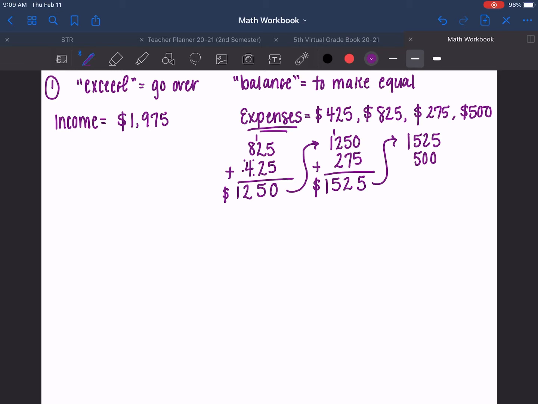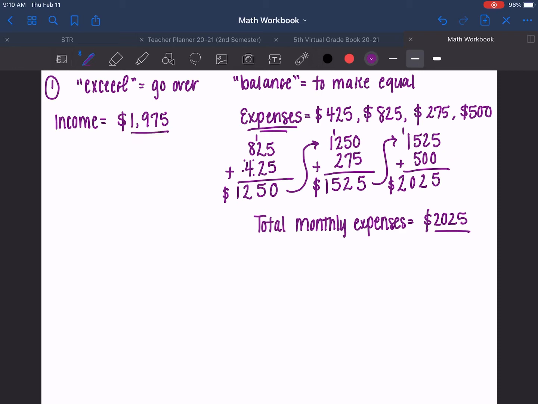Now we're going to start the next addition problem, and we're going to add our 500. That's our last expense for Mr. Vega. Remember, we're trying to find the total amount of expenses that he has, which ends up being $2,025. That's a lot of money. So our total expenses for Mr. Vega that he spends each month is $2,025. Don't forget your dollar sign when you're using money.